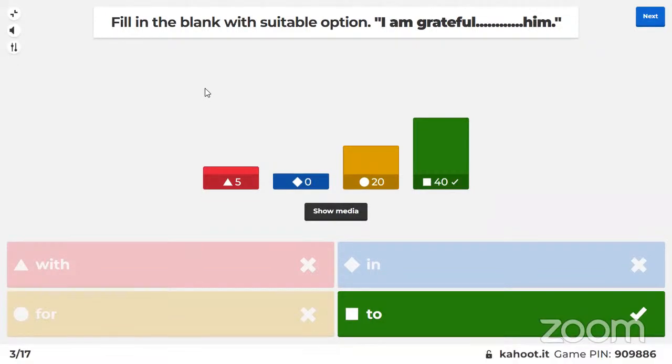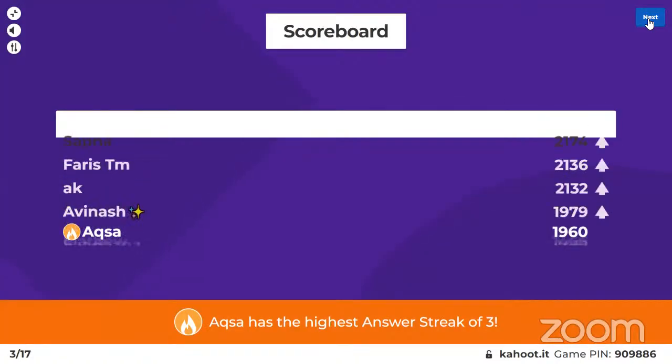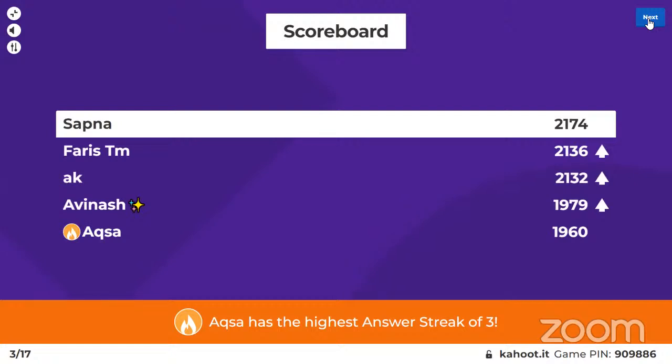I think that was way too easy a question to get in the initial phase of the quiz. So 40 of you have got it correctly. That's good going. Meanwhile, let's see where exactly the podium is. Has there been any change? Yes, Sapna goes up at position number 1. Faris has climbed quite well to reach position number 2 with 2,136 points. Aqsa has the consistent answer streak of 3 correct answers on the trot.